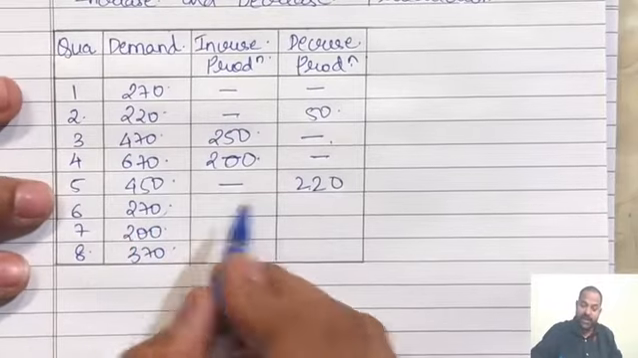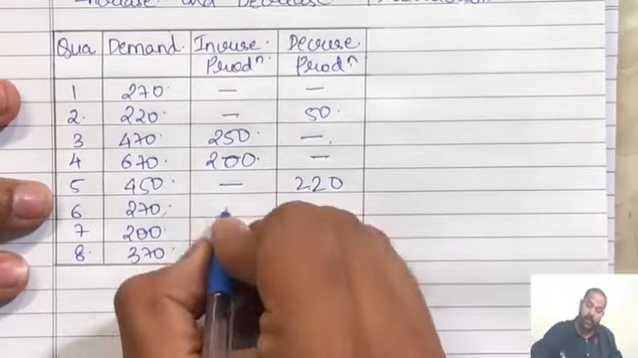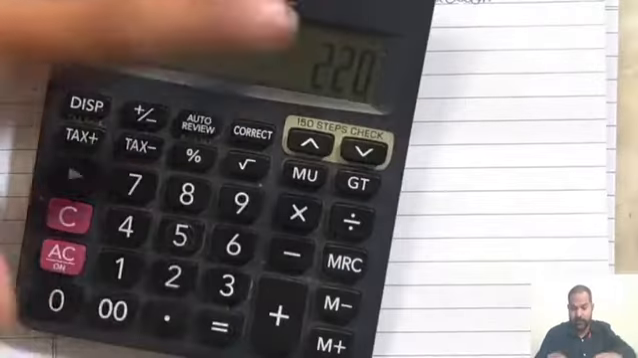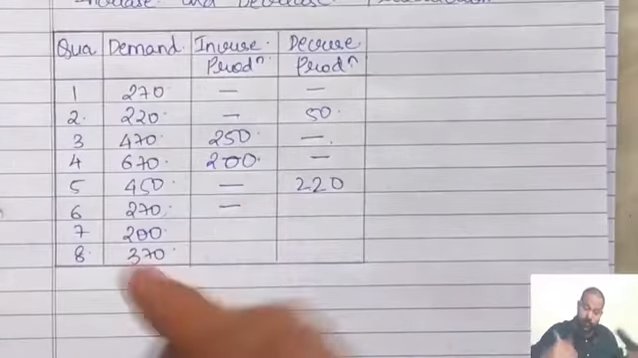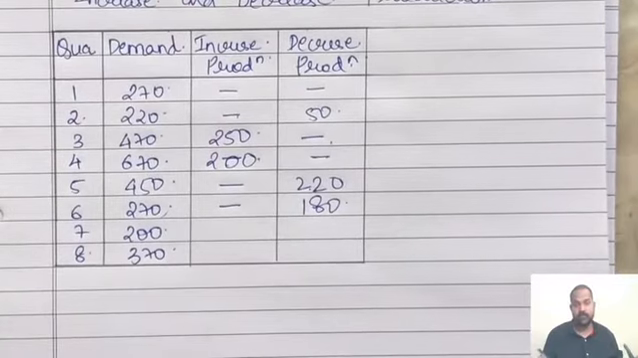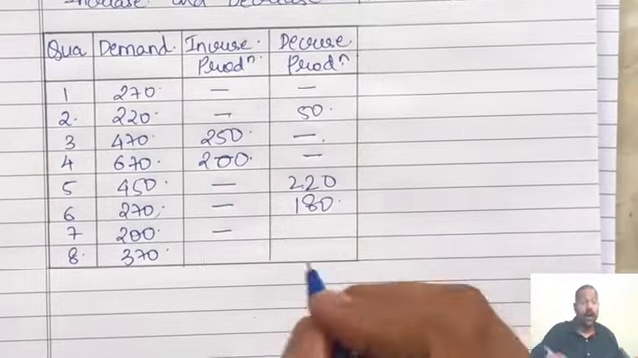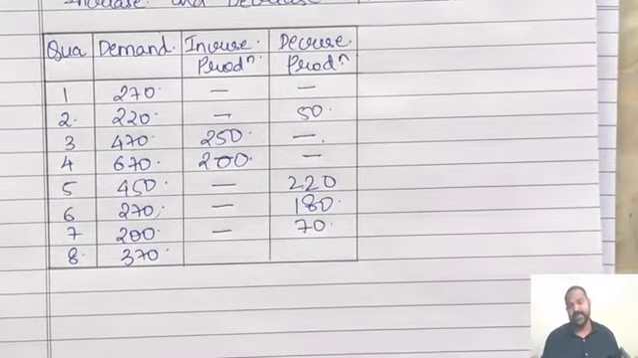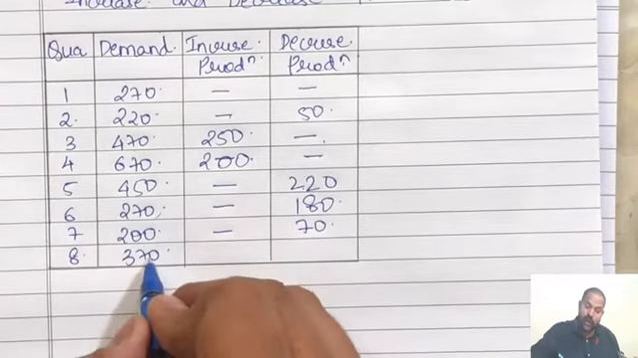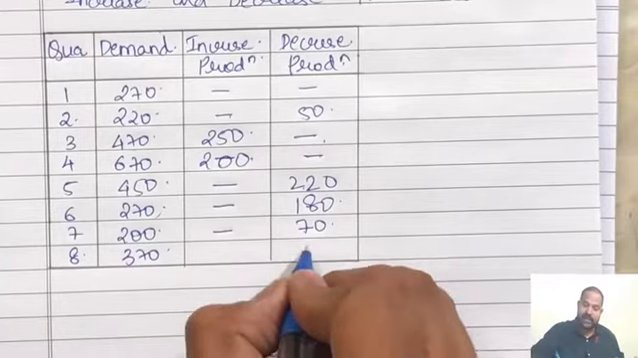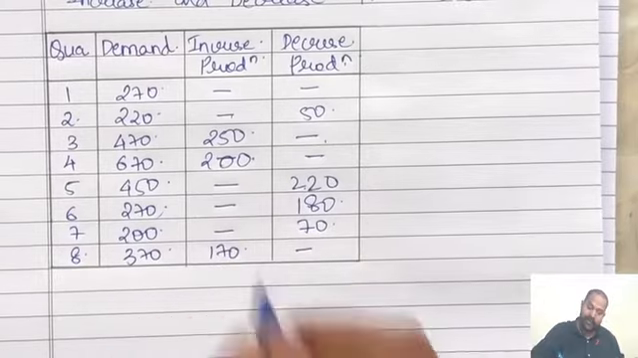Is 270 an increase or a decrease? Well, 270 is a decrease over 450. How much is it a decrease by? Let's check: 450 minus 270 is a decrease of 180 units. 270 to 200, well, it's a decrease. A decrease by how many units? A decrease by 70 units. And lastly, 200 to 370, is it an increase or a decrease? Well, it is an increase by 170 units.